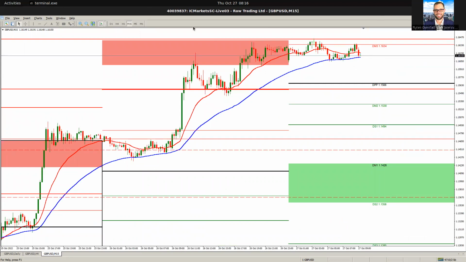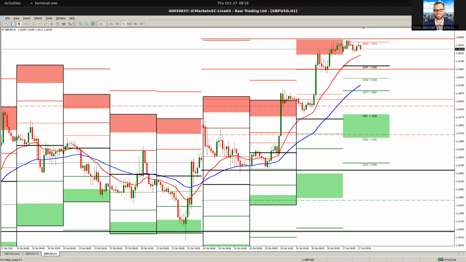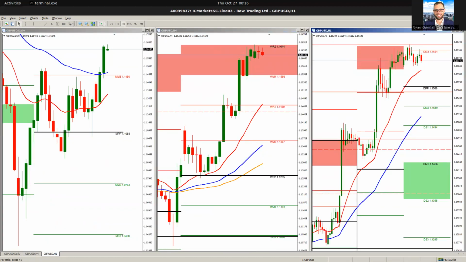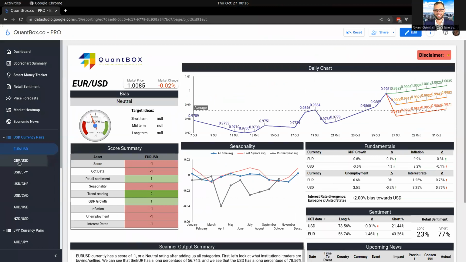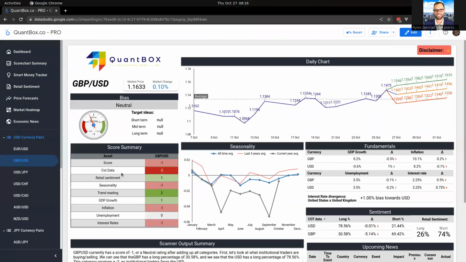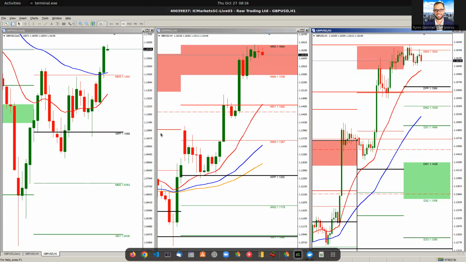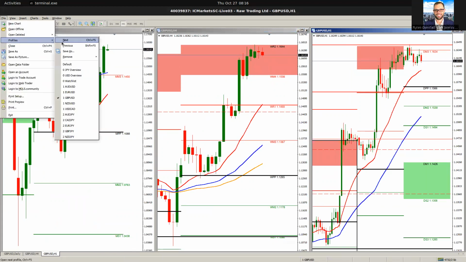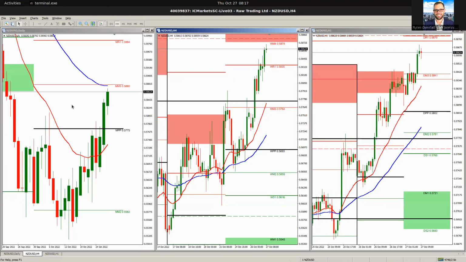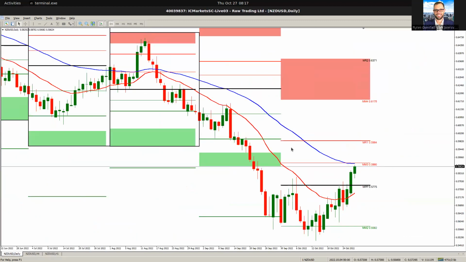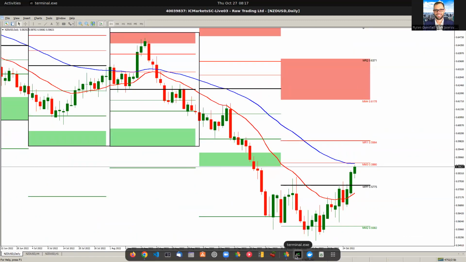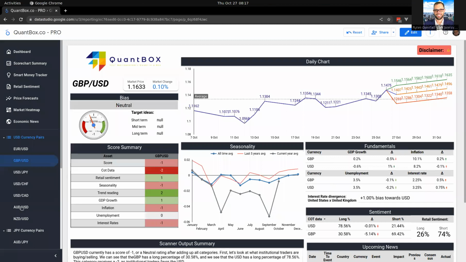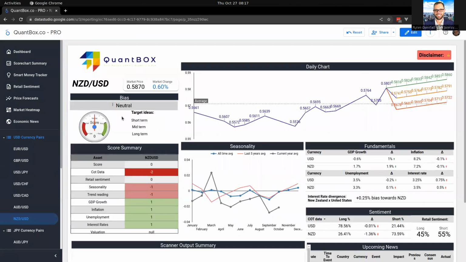Okay. So keeping an eye on what's going on here with regards to pound dollar. Again, reminding yourself that at the moment, you've got neutrality in terms of fundamental bias on QuantBox. Kiwi dollar, also neutral. All right. So looking at this chart, we haven't looked at Kiwi dollar in a while, because we've had neutrality for quite some time.